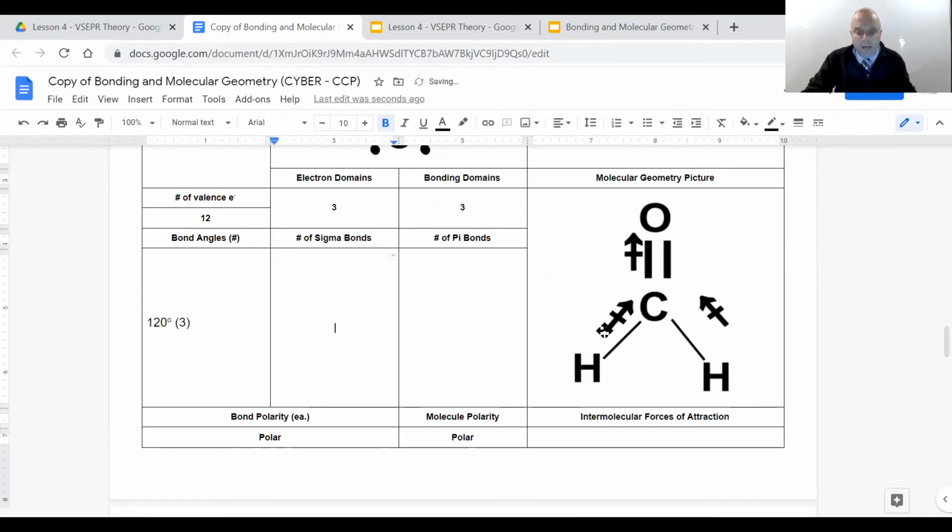The number of sigma bonds. We have 1 single bond, so that's 1. We have another single bond, so that's 2. And we have a double bond, so that's 3 for the sigma bonds. And then a double bond, remember, is 1 of each, so it also has 1 pi bond. And then finally, for the last part, we have polar.